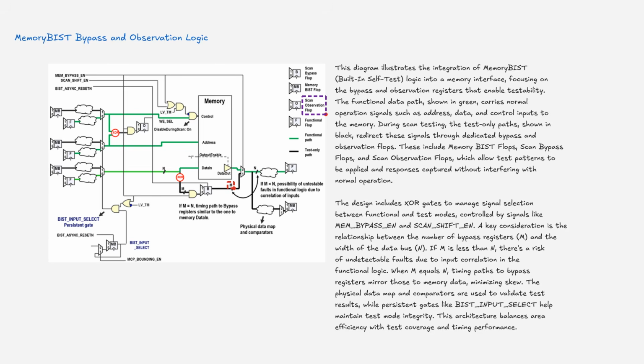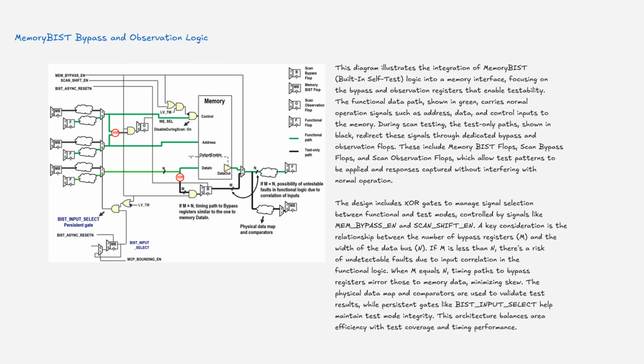A key consideration is the relationship between the number of bypass registers, M, and the width of the data bus, N. If M is less than N, there's a risk of undetectable faults due to input correlation in the functional logic. When M equals N, timing paths to bypass registers mirror those to memory data, minimizing skew.